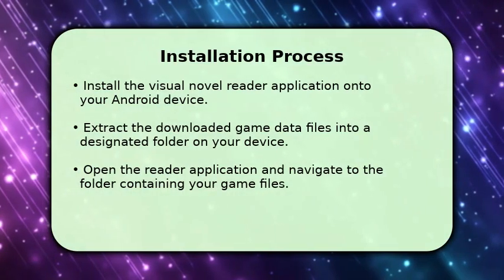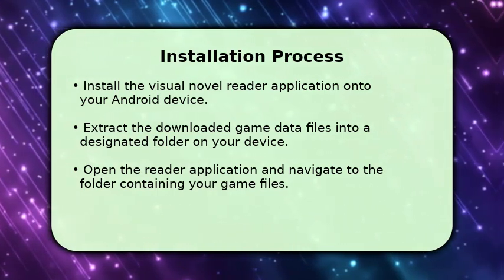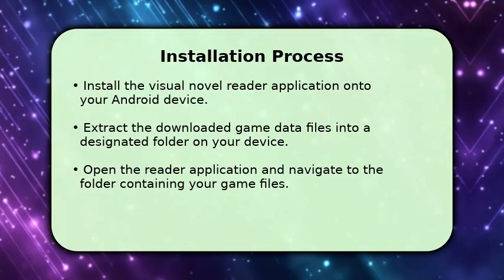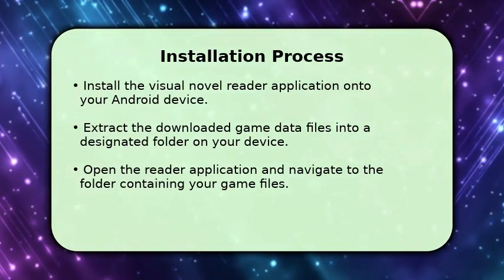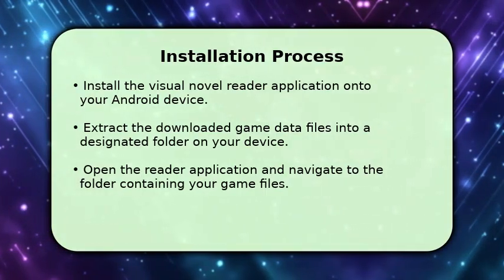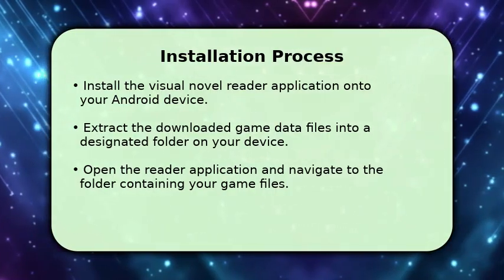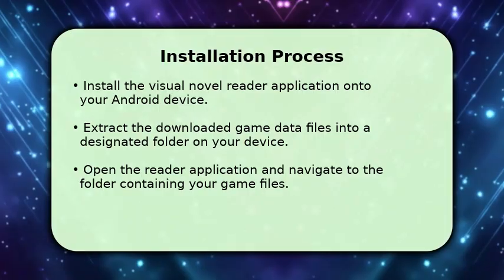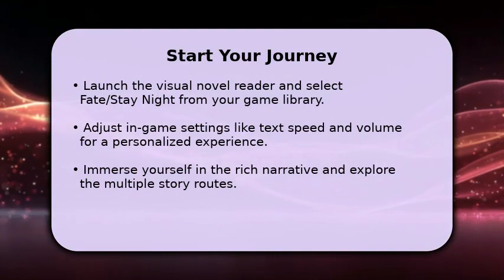Once you have both the application and the game files, the installation is simple. Install the Visual Novel Reader app as you would any other application. Next, use a file manager to extract the game data from its archive. Create a new folder, perhaps named Fate/Stay Night, and place all the extracted game files inside it. Finally, launch your Visual Novel Reader and point it to this new game folder. With everything set up, you are ready to begin.